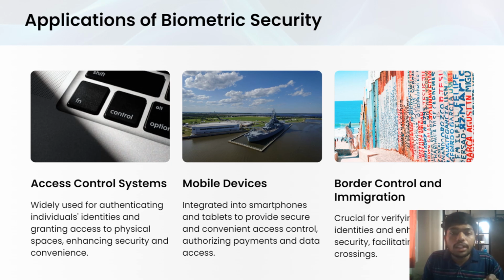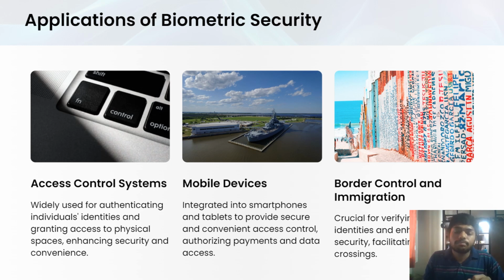Next, border control and immigration. Biometric security plays a crucial role in border control and immigration processes, where it is used to verify travelers' identities and enhance border security. Biometric data such as fingerprints, facial images, or iris scans can be captured and compared against databases to authenticate travelers and facilitate border crossings.